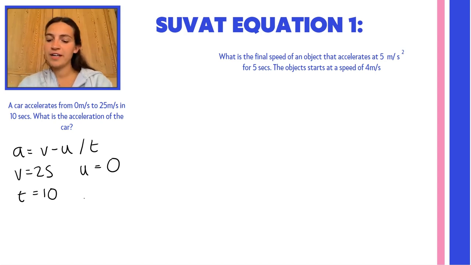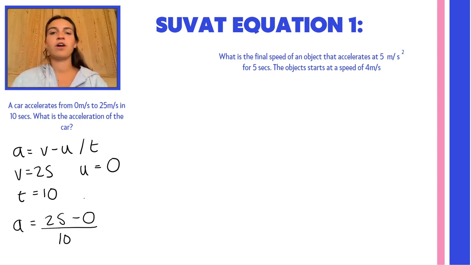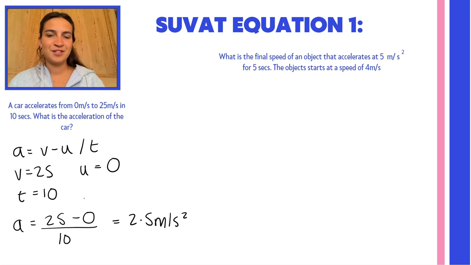So I am first going to write out my equation with all of those in the correct spot. I've got A is 25 minus 0, all divided by 10, and that gives me 2.5 meters per second squared. Okay, what if they don't ask me for the acceleration? What if they ask me the final speed of an object that accelerates at 5 meters per second squared for 5 seconds, and it starts with a speed of 4 meters per second? So again, just write down that equation first.